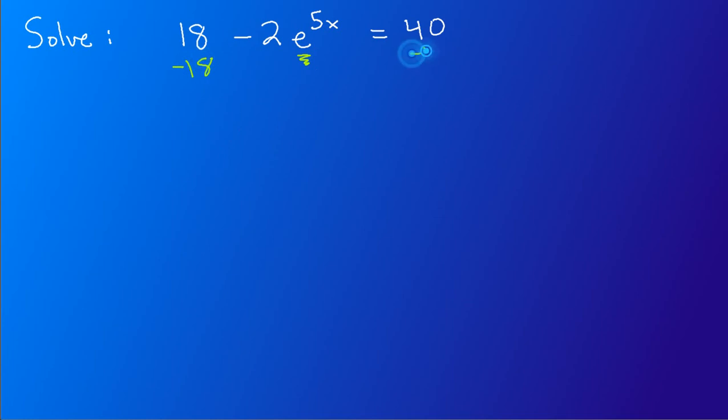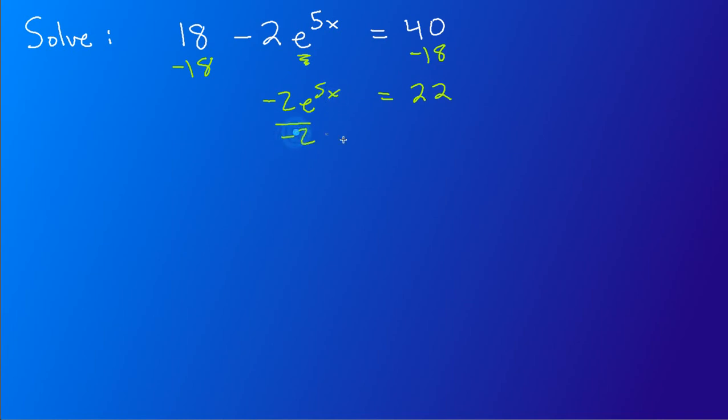Okay, so only 2 more examples left, and of them, one of them has a trick, and that's going to be this one. So let's go ahead and take a look at this example. So again, we need to isolate the e. We want to get this alone. So I'm going to subtract the 18, and that's going to give me 22. And then I have negative 2 e to the 5x.